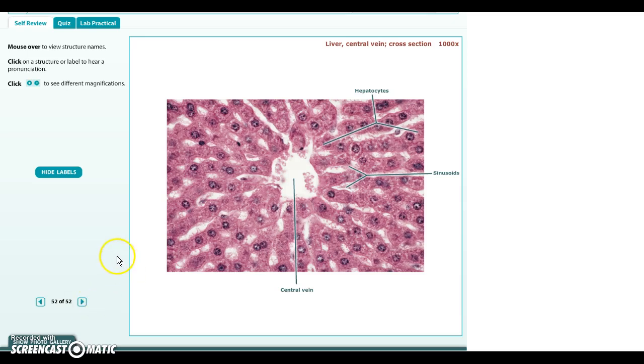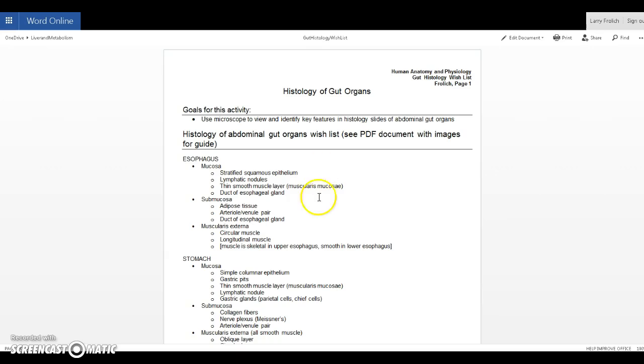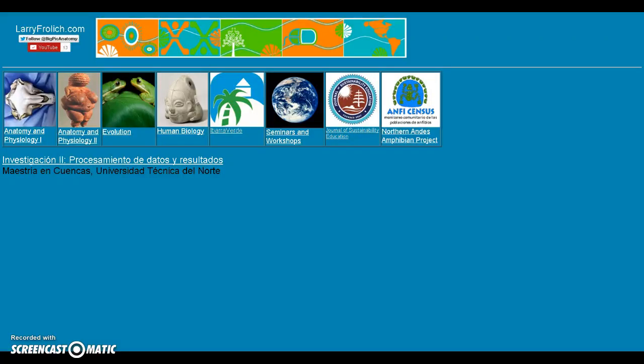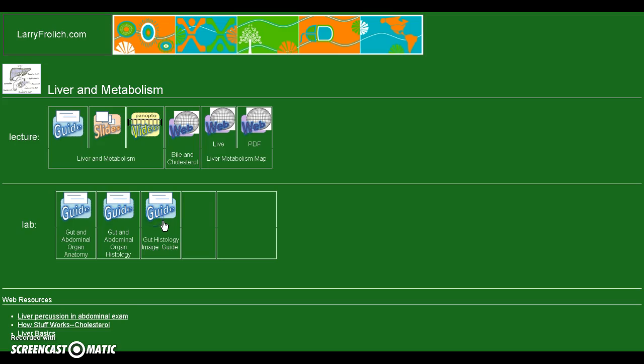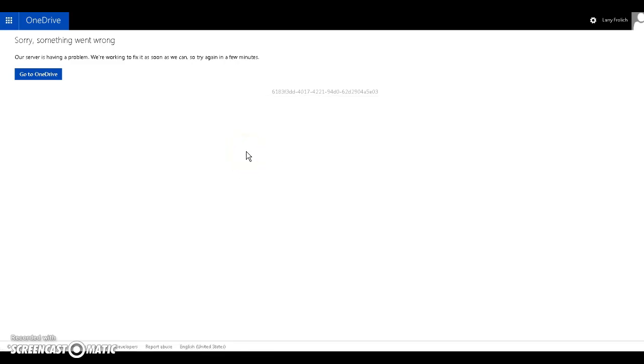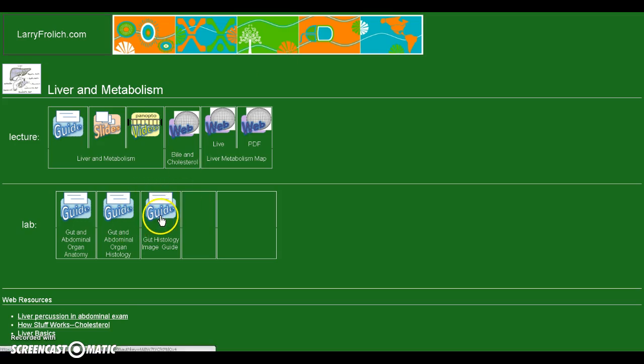I hope that's a helpful quick review of these structures. I want to remind you one last time while you're doing this, be sure that you're looking at the gut histology wish list. And there's one other resource that you might like to be aware of on the course website, under liver and metabolism. There's a gut histology image guide. These are different images than the ones that are in the PAL, and it's not wanting to open for me right now, but they're actually hand-drawn images. They bring out certain features much more clearly than in the PAL. You could use them to make your own drawings to guide you, but they're truly beautiful images, so I would recommend you take a look at that as well.